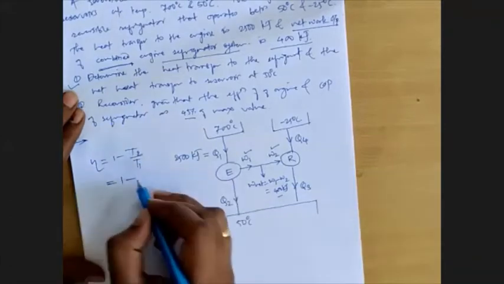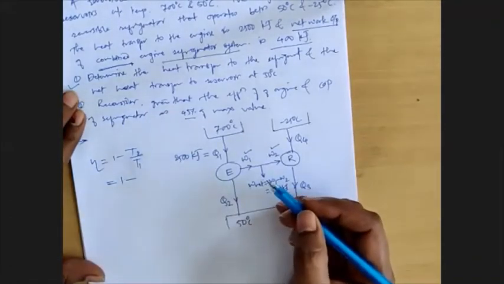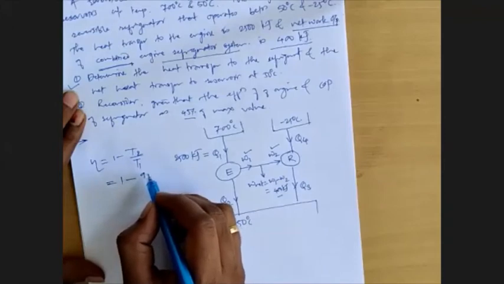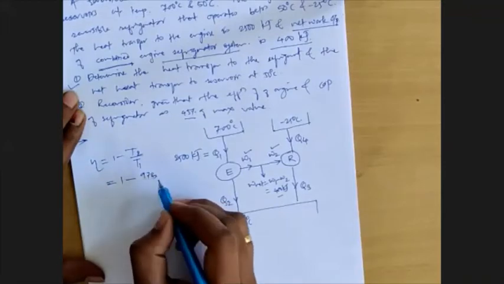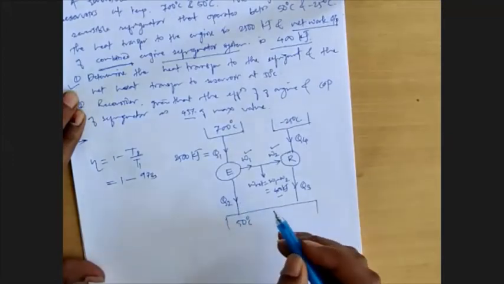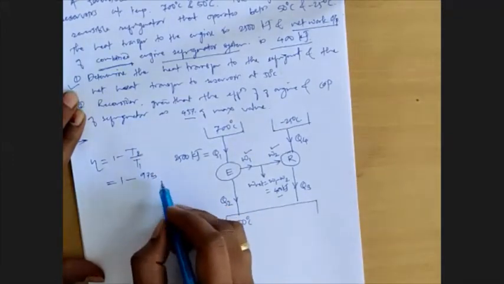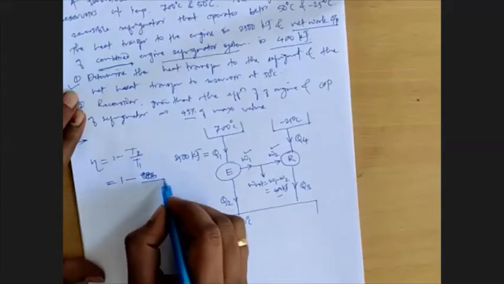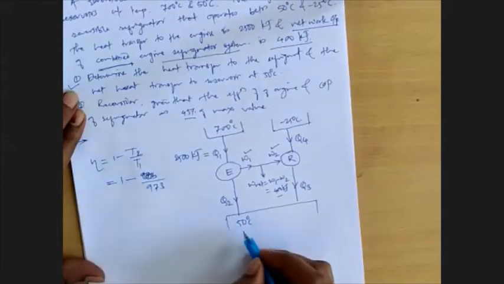1 minus... 973. Yes, sir. Sorry, I wrote that T1 again in the numerator. I need to write this 50. So 973, and 50 is 323.